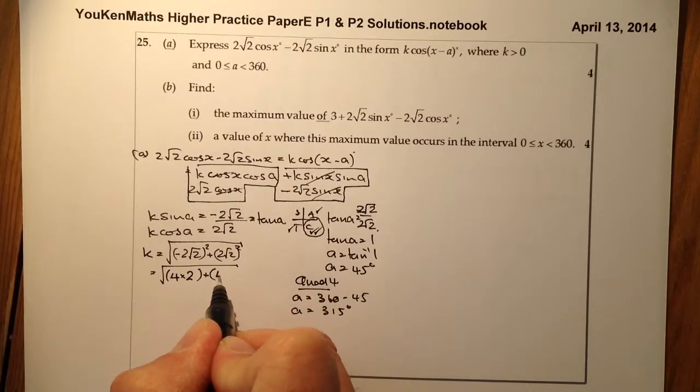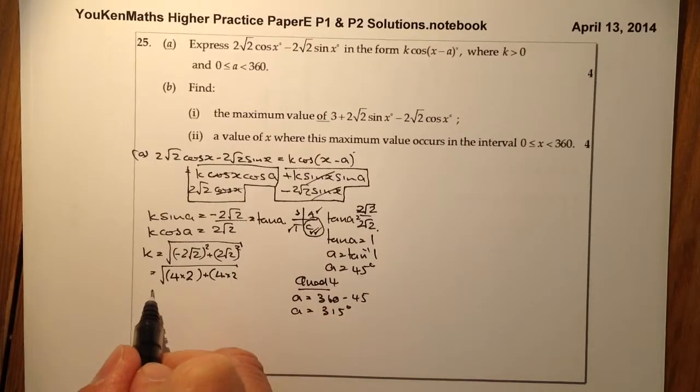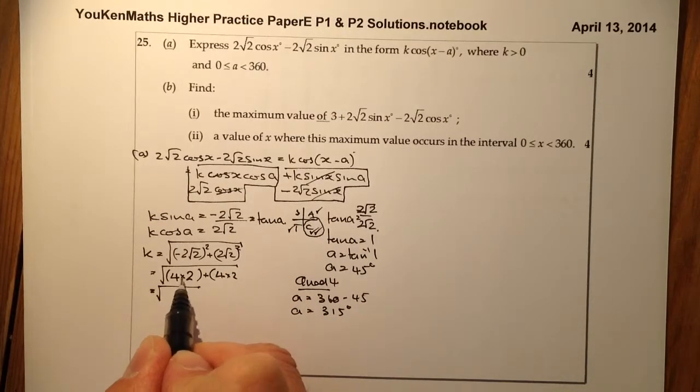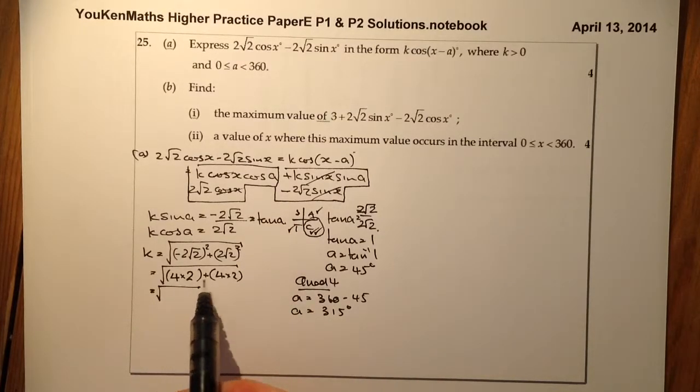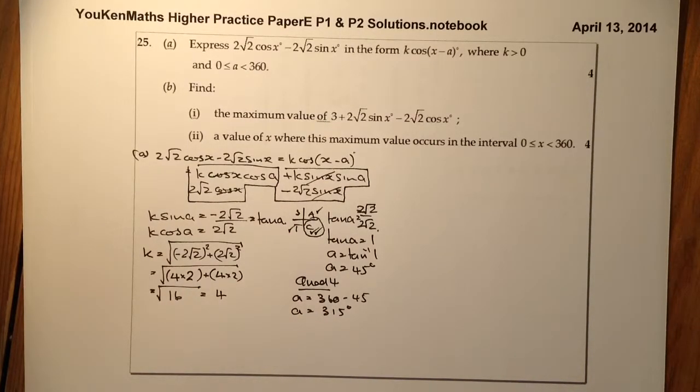Square the first term, so that'll be 4. Square this part, root 2 times root 2 is going to give me 2. So that's going to be 8. Add the 2 together gives me 16. So my value for k is going to be equal to 4.